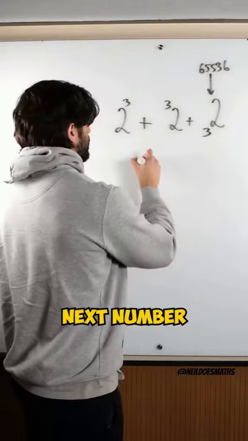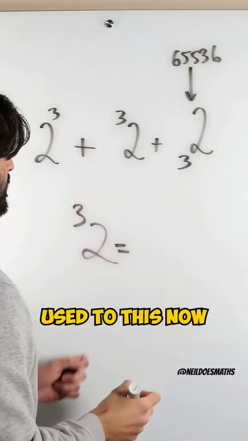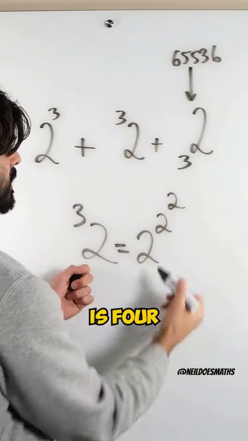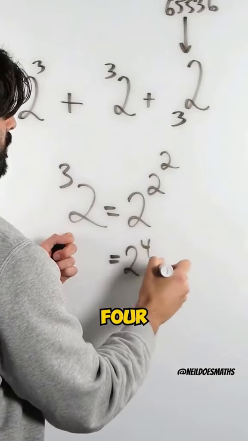Let's look at the next number. The third tetration of 2. You guys are used to this now. It's a power tower of 2's 3 times. 2 squared is 4. I'm doing 2 to the power of 4, which is 16.